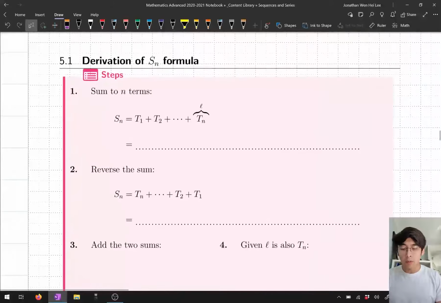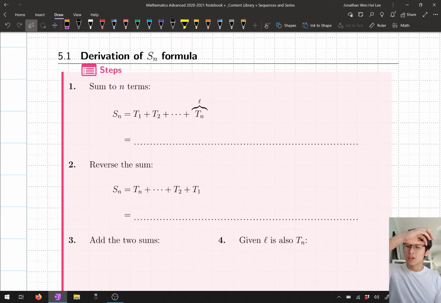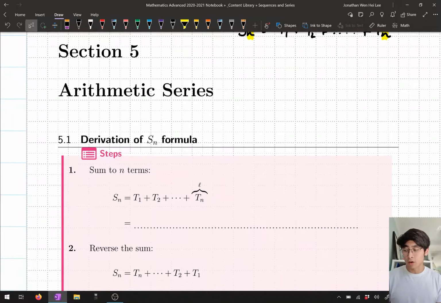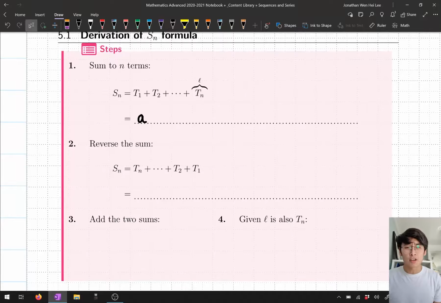Now, for an arithmetic series, we want to add up all the first n terms, so the sum to n terms. So here I've got Sn, and I've got T1 plus T2 all the way up until Tn. That was the notation that we used. We're going to say that this is equal to the first term. If you remember from our notation of sequences, the first term is just going to be A. We just use that notation of A to represent my first term. Then the second term, for an arithmetic series, on top of our starting value, we just add on that common difference. So the second term is going to be A plus D.